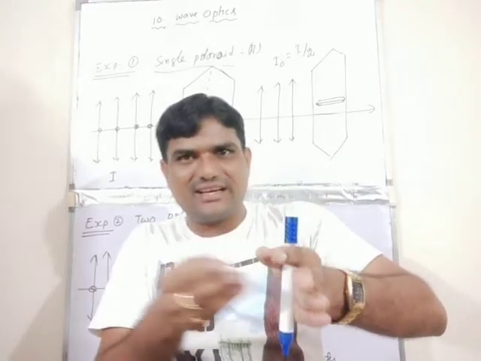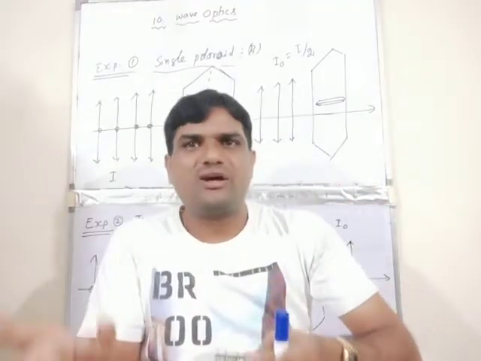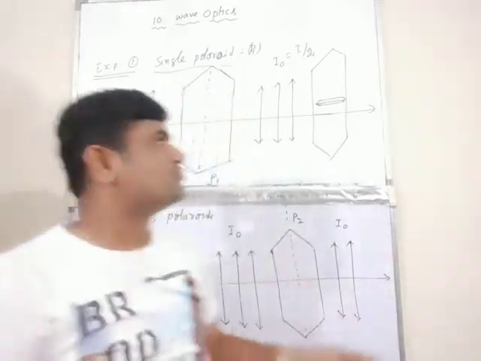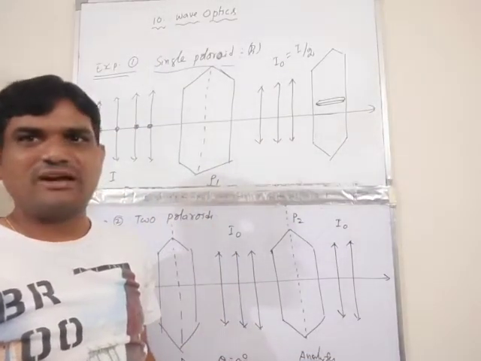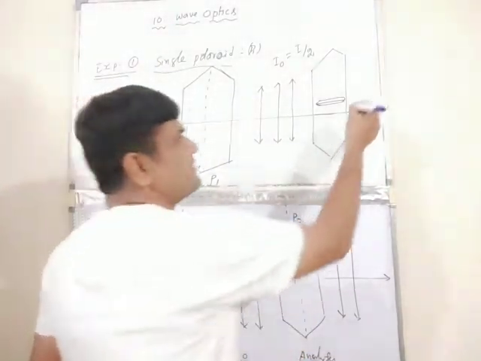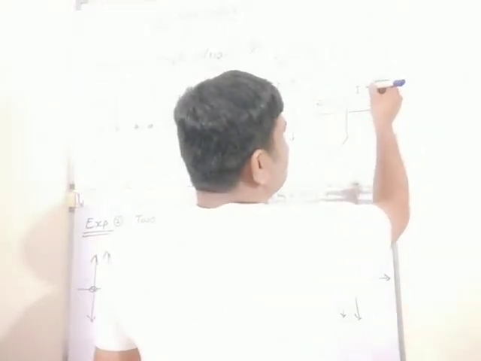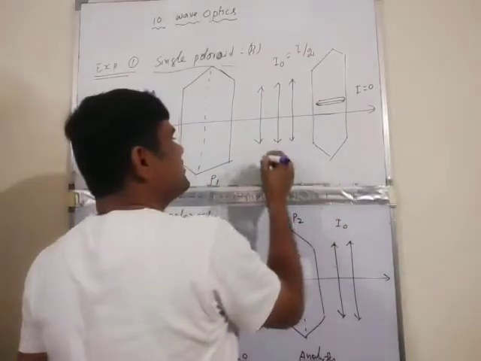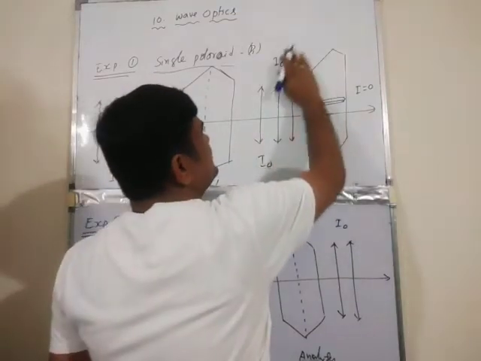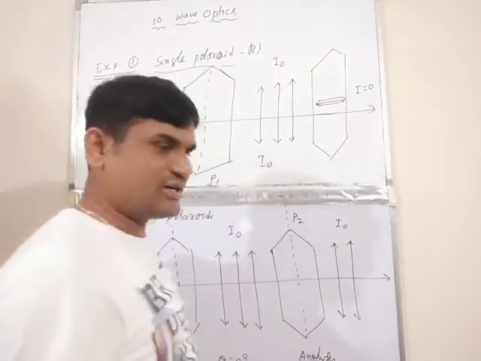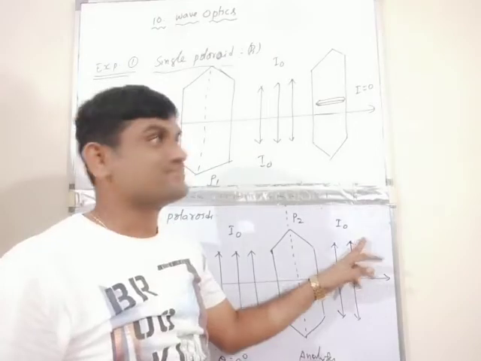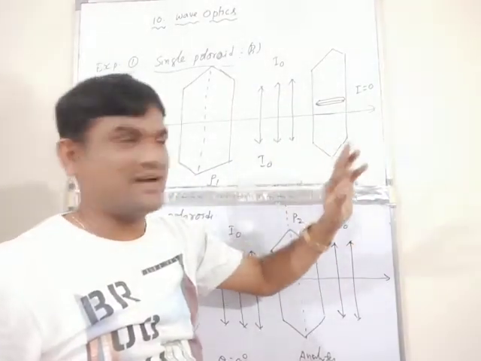That means these lights cannot go outside. Why? Because the path is not parallel to these waves. In that case, what happened? Here I is equal to 0 will come. This is the I naught. So this is I is equal to 0, but here I is equal to I naught. Here also, I is equal to I naught. And here I is equal to 0.